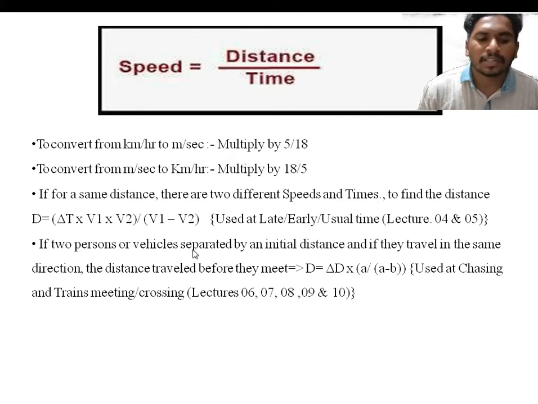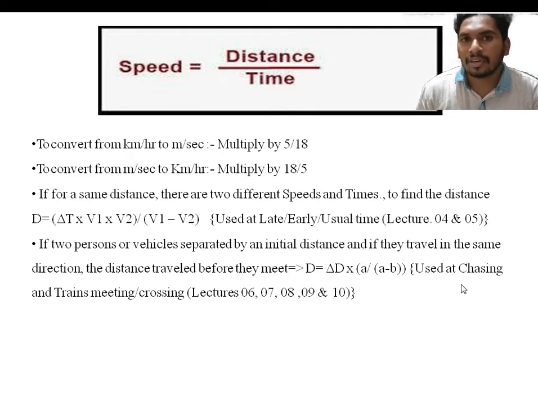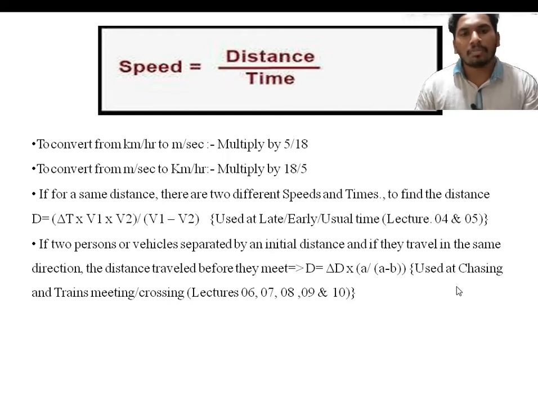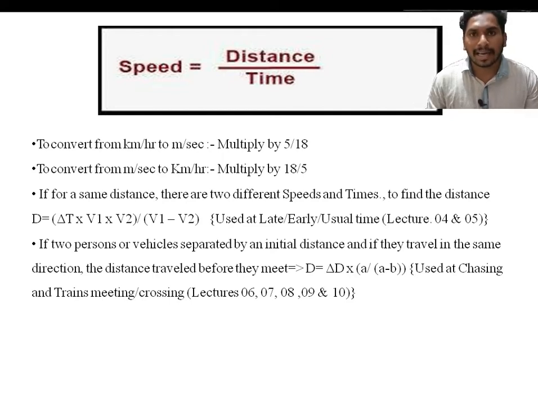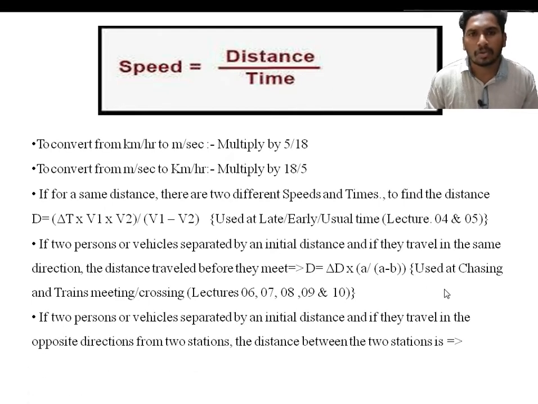Let us move on to another formula. Here, two persons or vehicles are separated by an initial distance. We used this in the topic of chasing. One policeman is there, and one thief. If the thief sees the policeman, he immediately starts running, and at what time will they meet? That is, at what time does the policeman catch the thief, and after what distance? Questions like that will be asked, and we know how to solve them.